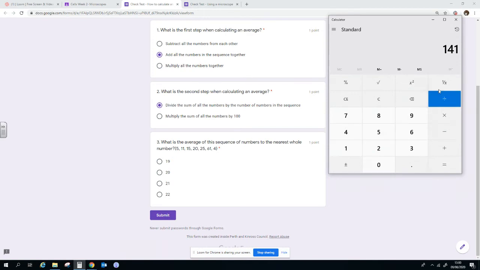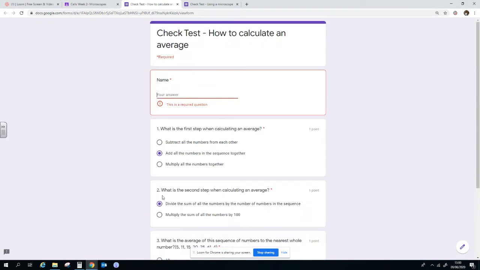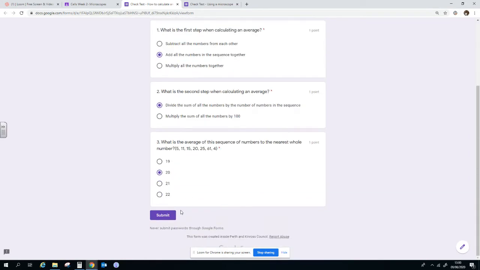If we divide that by the 1, 2, 3, 4, 5, 6, the 7 numbers we have, the answer you get is 20.14. Now, to round that, 20.1 is rounded to 20. So the closest number we have is this one. So if we submitted it, hopefully we would find that I got that right.